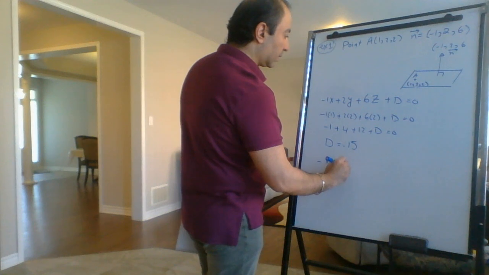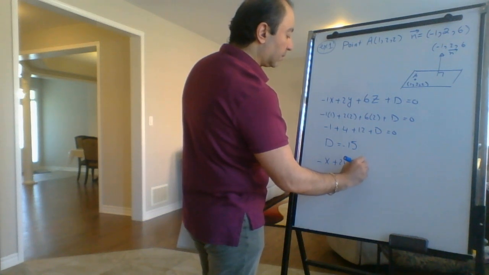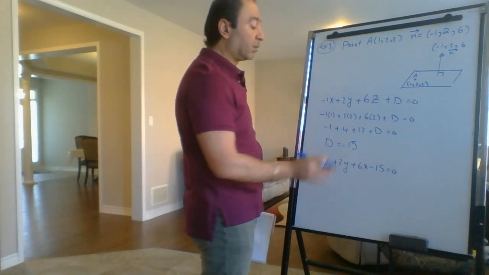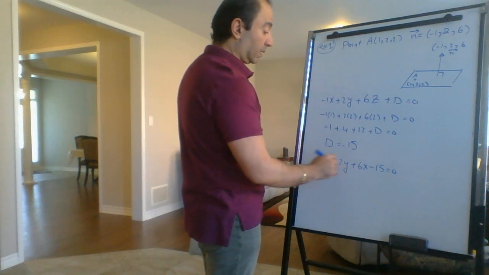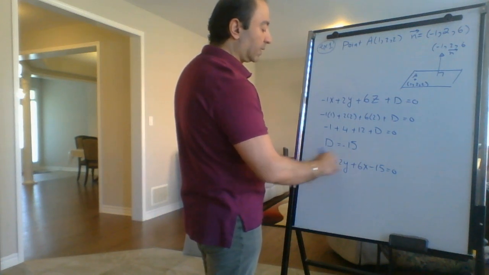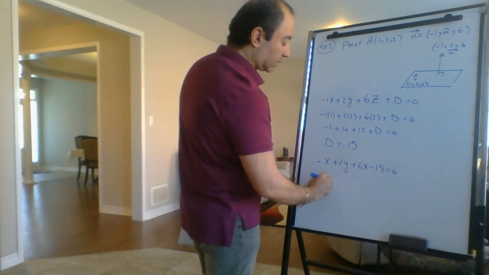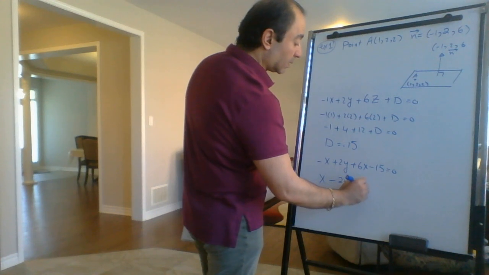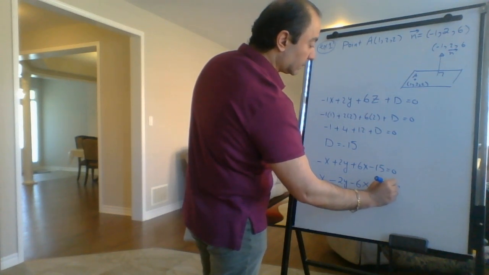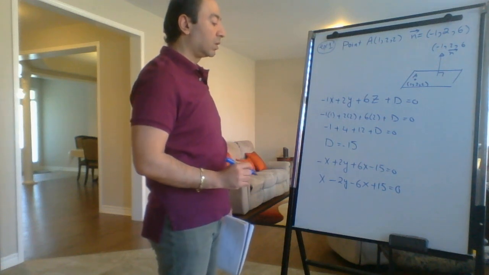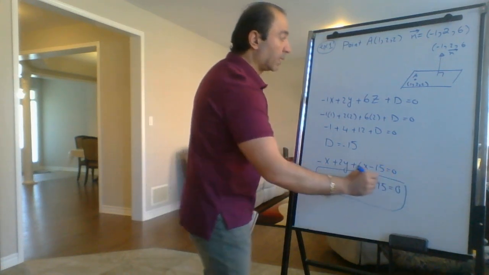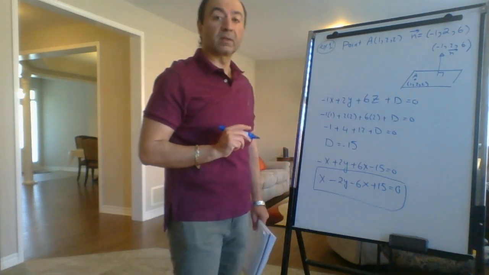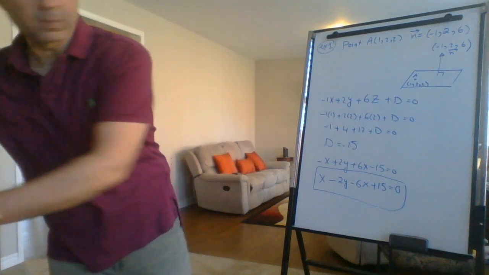So we can write the whole equation as -x + 2y + 6z - 15 = 0. If we want, we can multiply everything by any number and it stays the same equation. So I can multiply this by -1 or not. It's up to you. Some people don't like to have a negative sign at the front. And that's it. This is the Cartesian equation of a plane that is normal to this vector and contains this point. Okay, this is the first example.